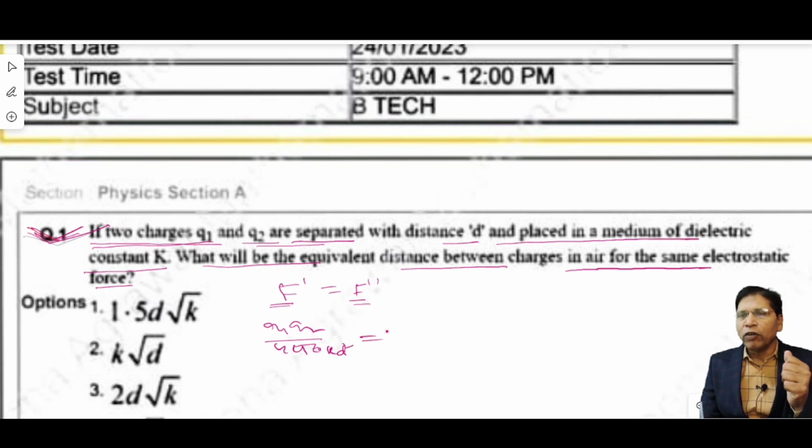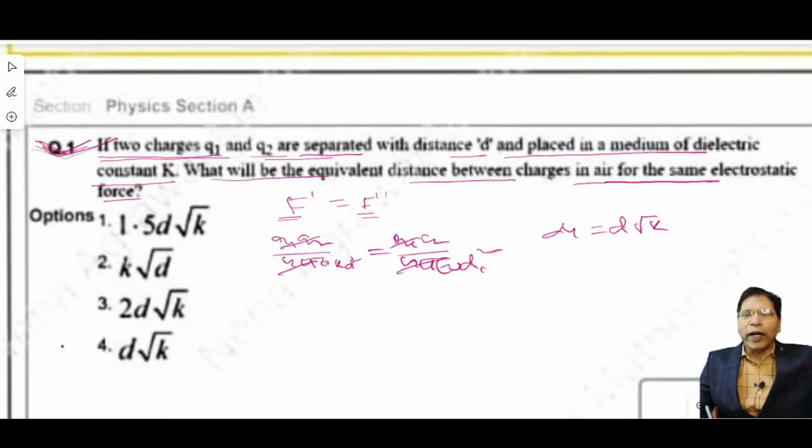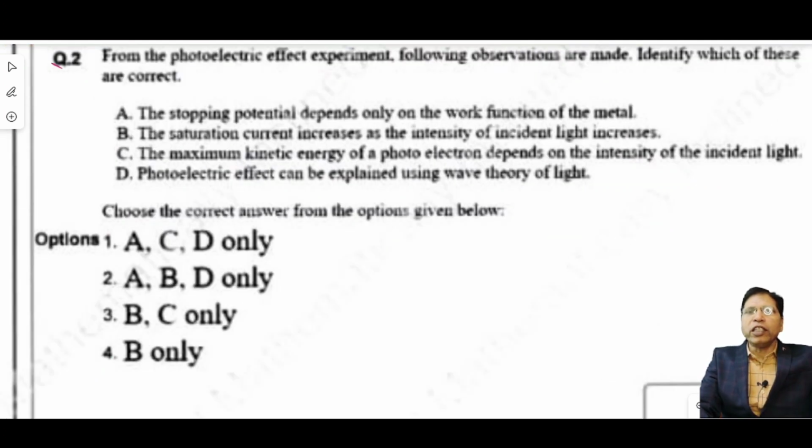Okay. Now this is Q1 Q2 divided by 4 pi epsilon naught d1 square. So look at this, this cancels out, this cancels out. Therefore, d1 equals d into root under K. Okay. Now look at this, option 4 is correct.